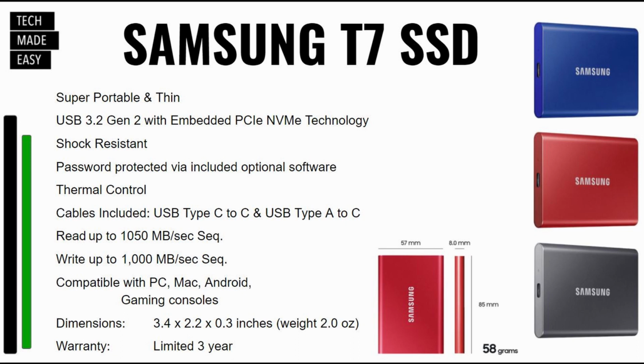Okay guys, so we're going to go over specs real quick. Bottom line, this thing is really super portable and thin. You've seen that already. This is a USB 3.2 Gen 2, and that is the latest. It is shock resistant. You can set a password by using the optional software that is included. Thermal control. They also include 2 cables, the type C to C and then the USB type A to C, as you saw earlier. The read speeds are up to a gig and the write speeds are up to a gig. This is compatible not only with a PC or a Mac, but also with a game console like an Xbox or a PlayStation, and even your Android phone. If you have some of these Android phones, you can plug right into the USB Type-C port on the bottom. The dimensions are right there in front of you, and the warranty is limited 3-year.